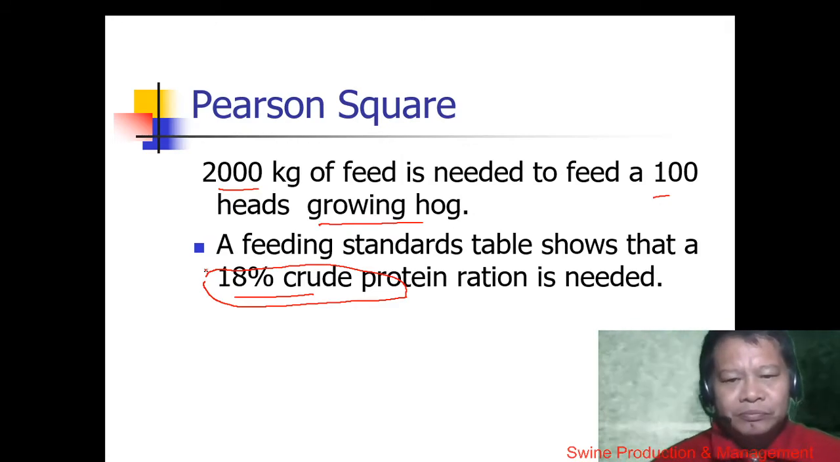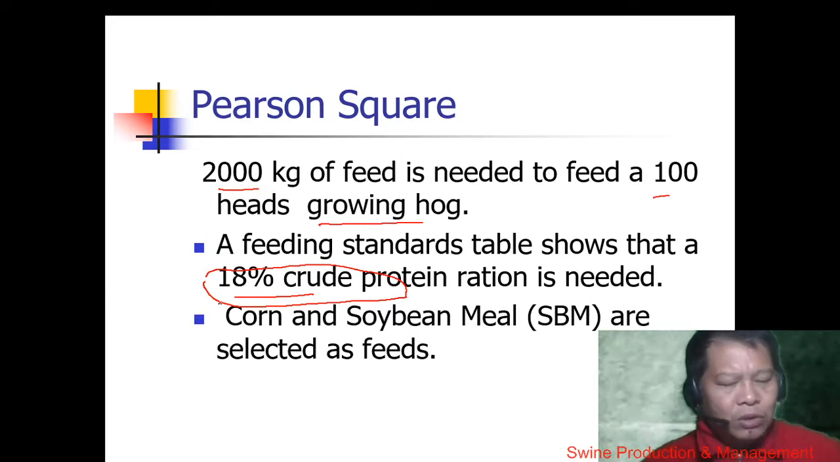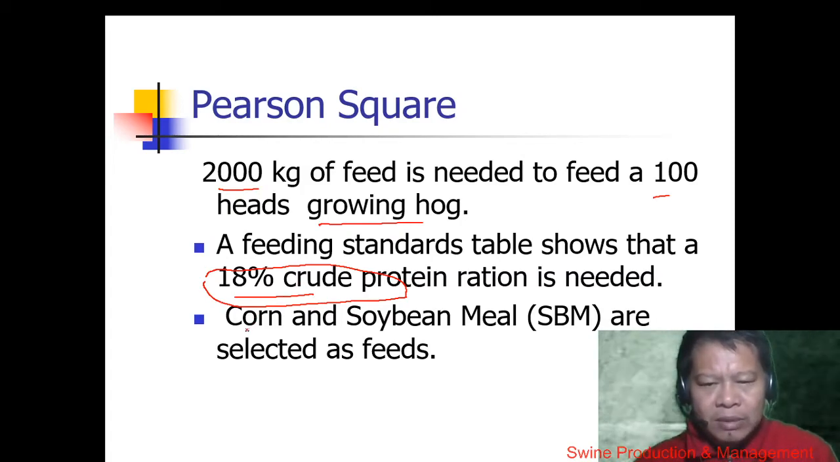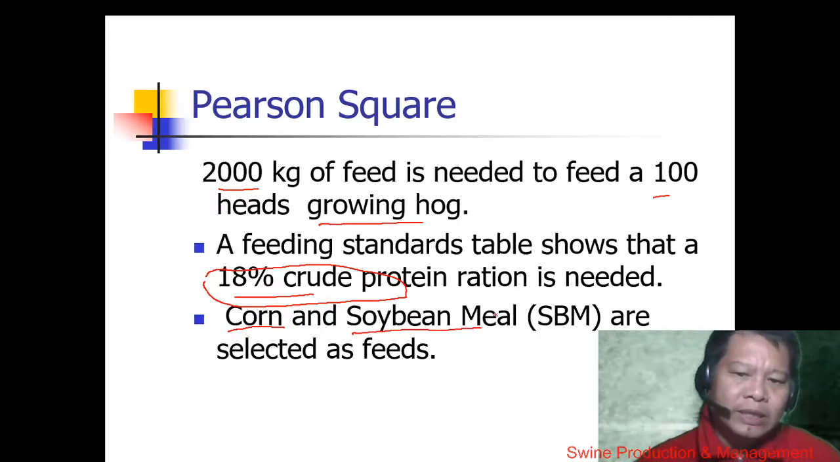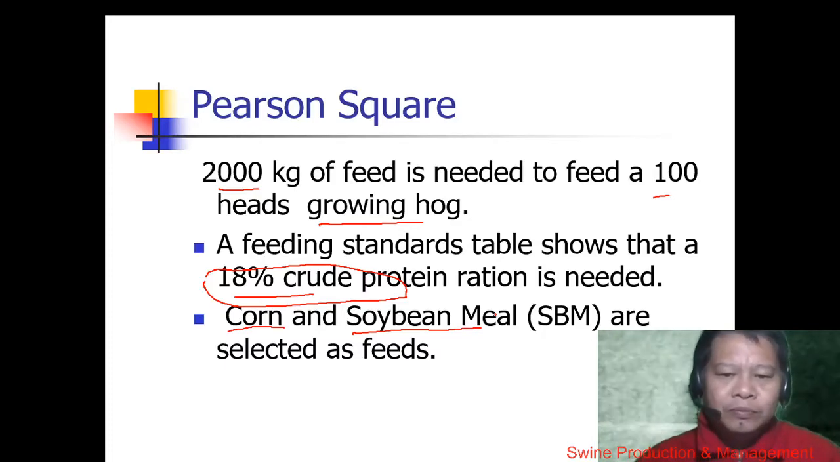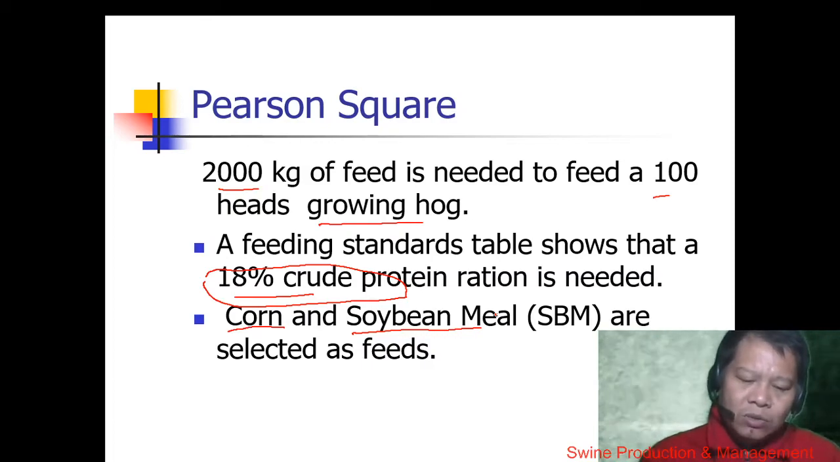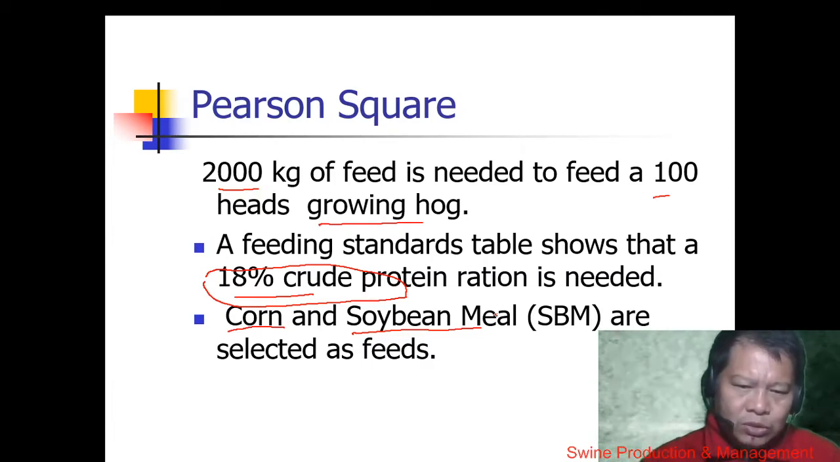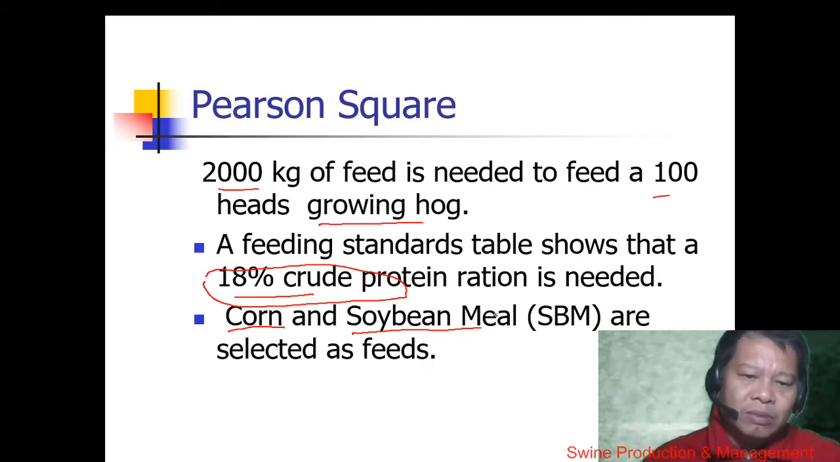It's just an example. Then what we will mix is corn and soybean meal. Soybean meal is the ground seed of soybean. So these are selected as feeds. We will mix 2,000 kilograms of a mixture of corn and soybean meal with 18% crude protein. So our required protein is 18%. But what is the protein content of soybean meal?